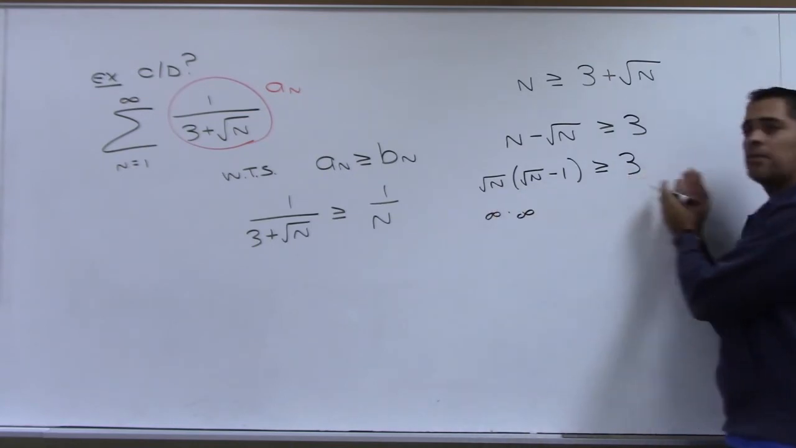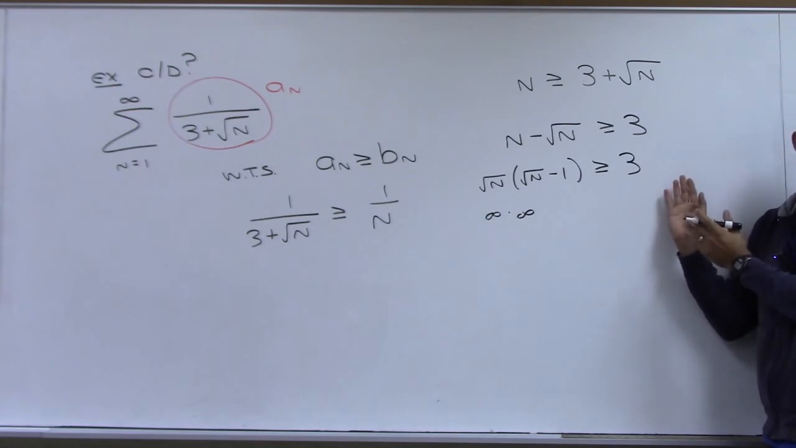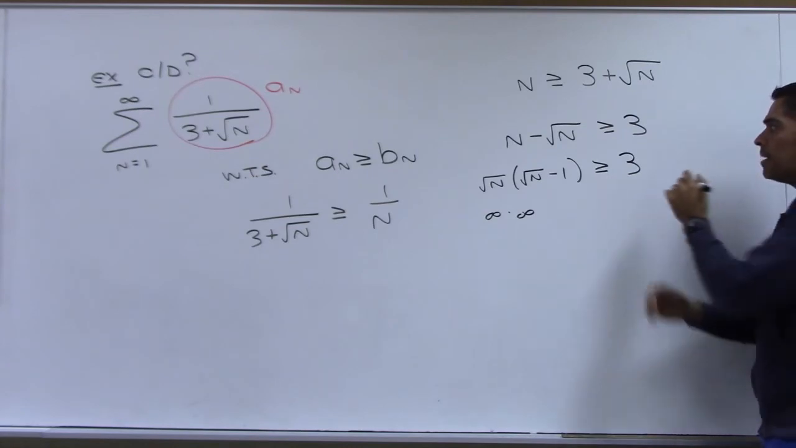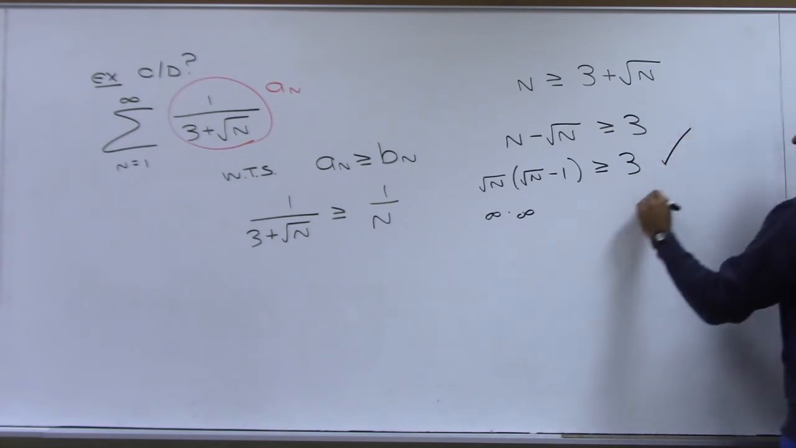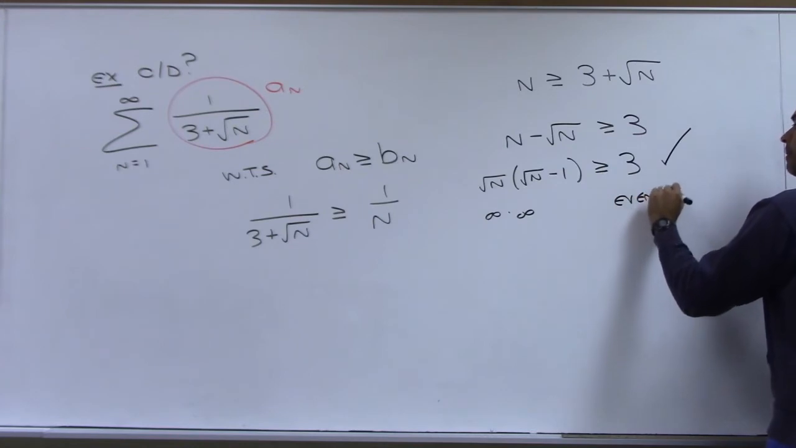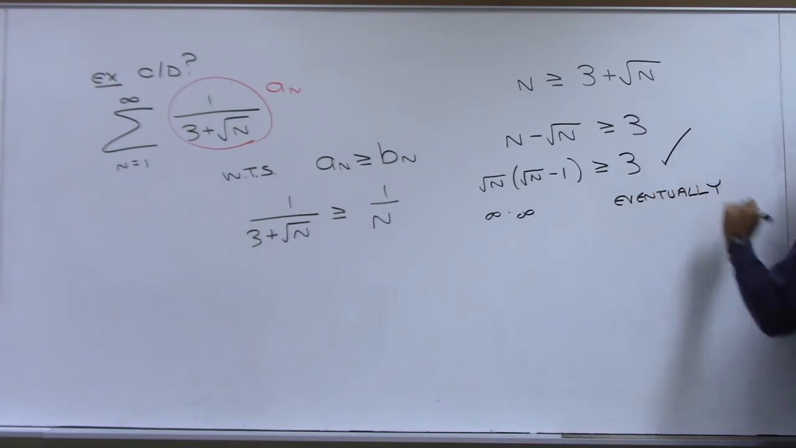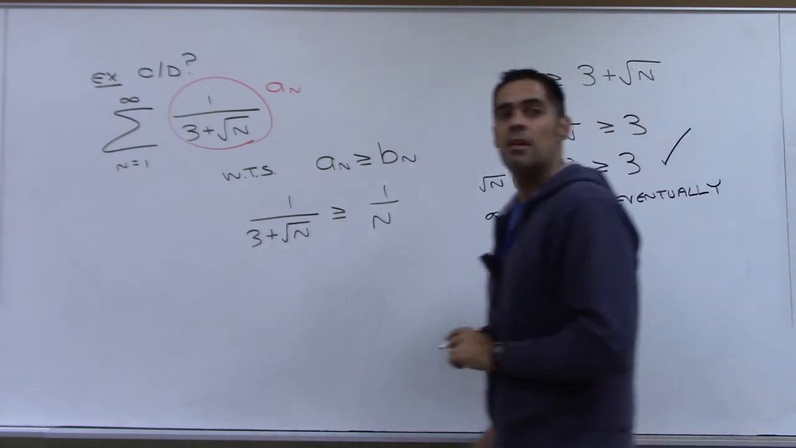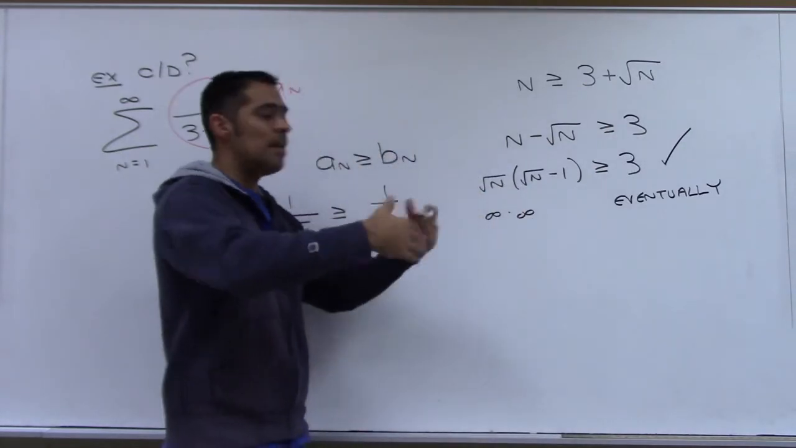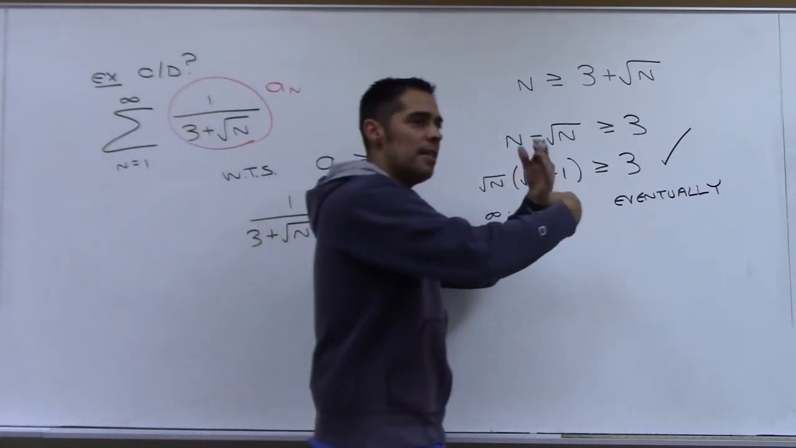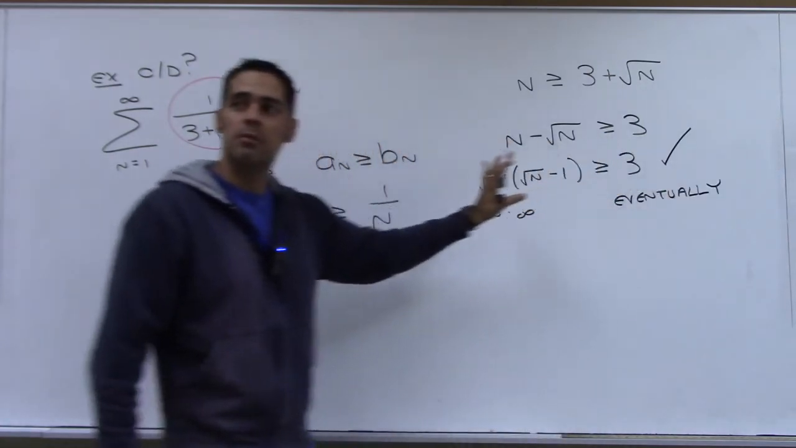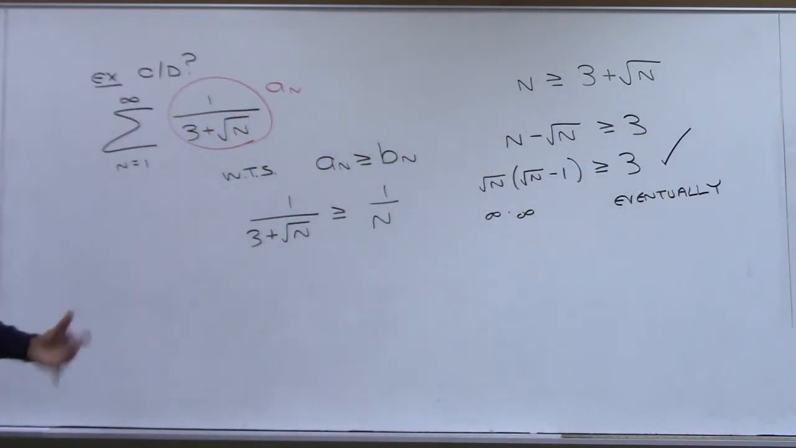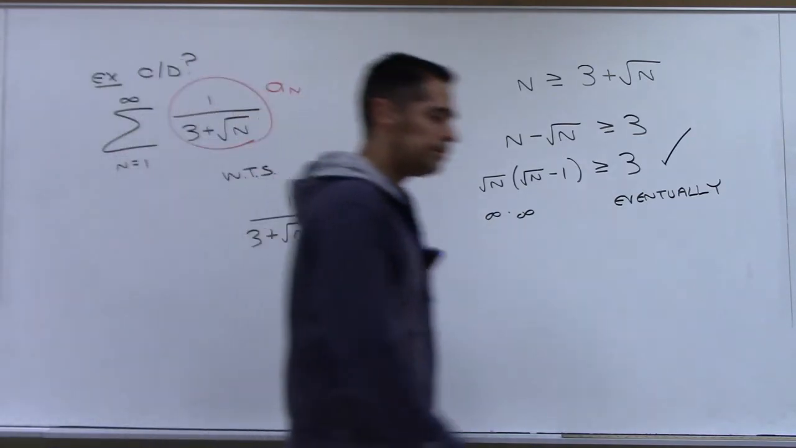Is this going to get bigger than 3? Absolutely. It has to. So I'm going to say yes, check, because this is eventually going to happen, isn't it? That's eventually going to be true? I'm not really even concerned about where it happens, just that it eventually does. And at some point after, wherever it is, at that point on, this is always going to be true. So that's it. I can draw my conclusion now.